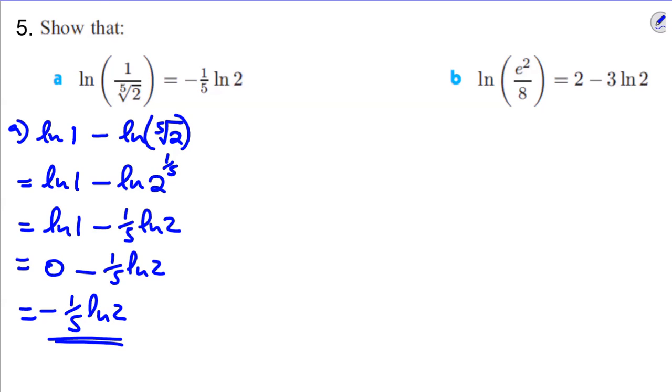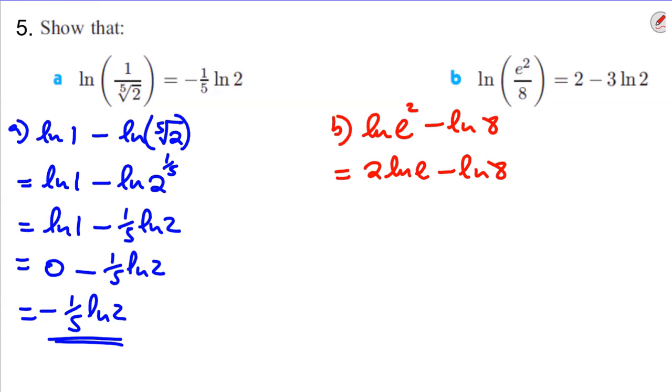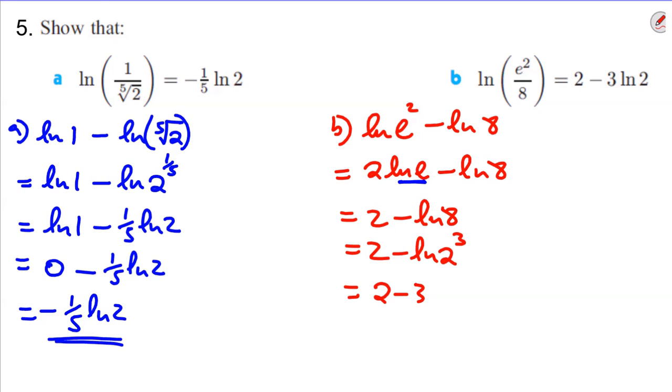For B, from the left hand side, I'll have ln e to the power 2 minus ln 8. This is equal to 2 ln e minus ln 8. We know that ln e is 1, so this will be equal to 2 minus ln 8. But 8 is 2 cubed, so 2 minus ln 2 cubed, which will be equal to 2 minus 3 ln 2.